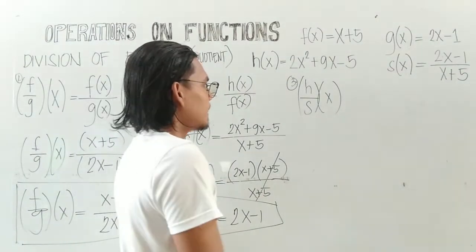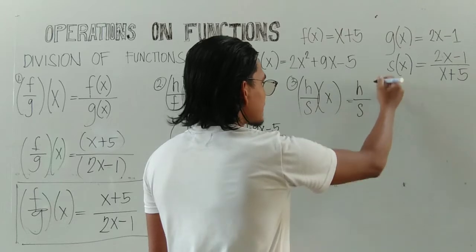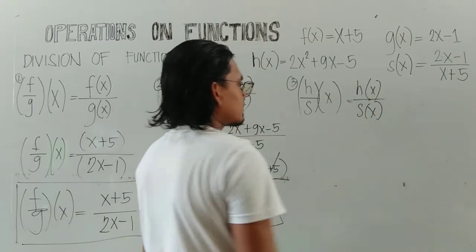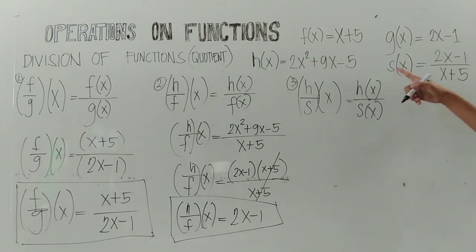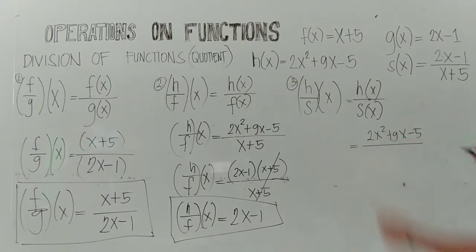Okay, so assuming we are required to get the quotient of h and s of x, so we have h over s of x. If you can see, I changed the given of s of x to 2x minus 1 over x plus 5, for us to get a variety of examples in dividing your rational function. Okay? So h is, by substitution, 2x squared plus 9x minus 5 over s of x, which is equal to 2x minus 1 over x plus 5.